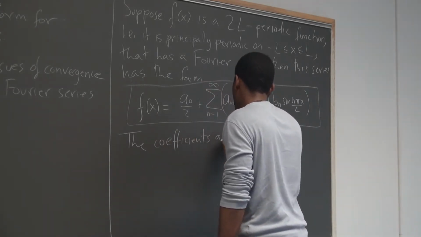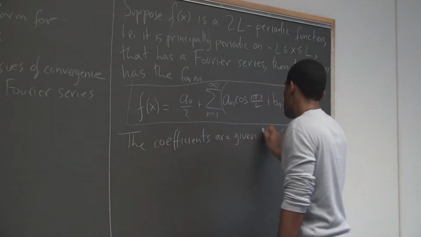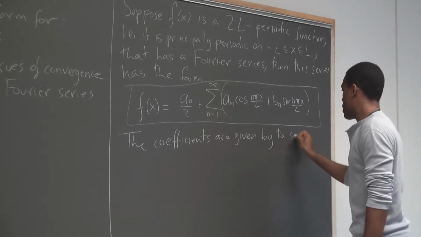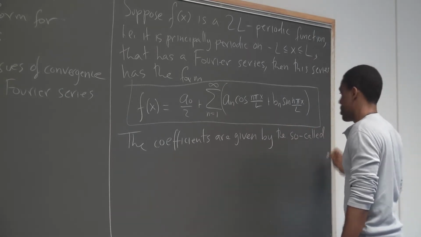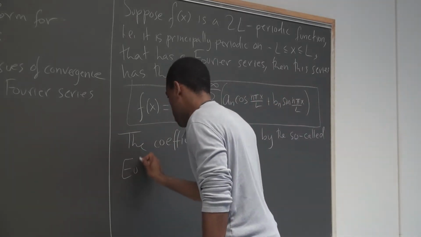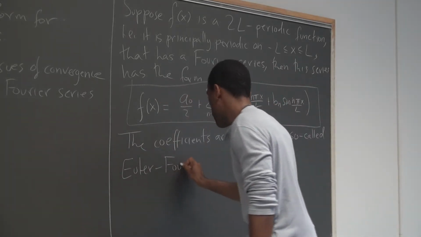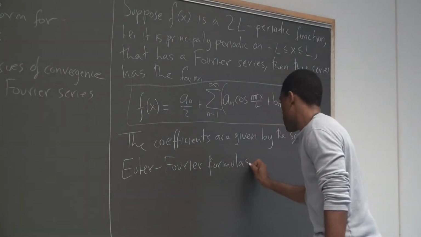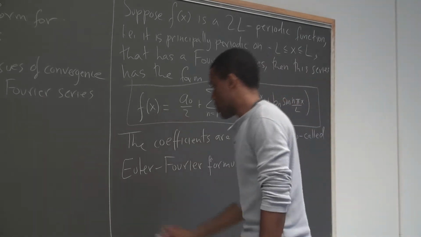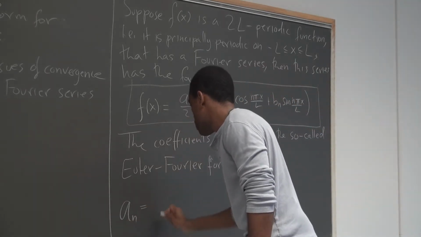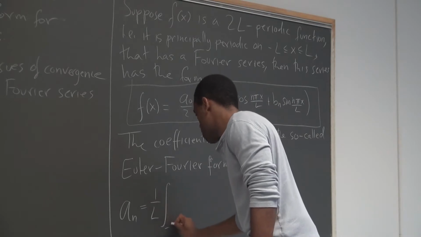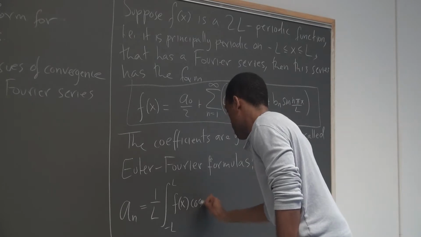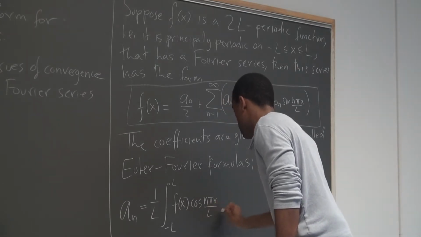The coefficients, I mean these A's and B's, are given by the so-called, of course Euler has to be involved, Euler-Fourier formulas. And these are the following. A(n) is equal to 1 over L times the integral from minus L to L of f of x cosine n pi x over L dx.